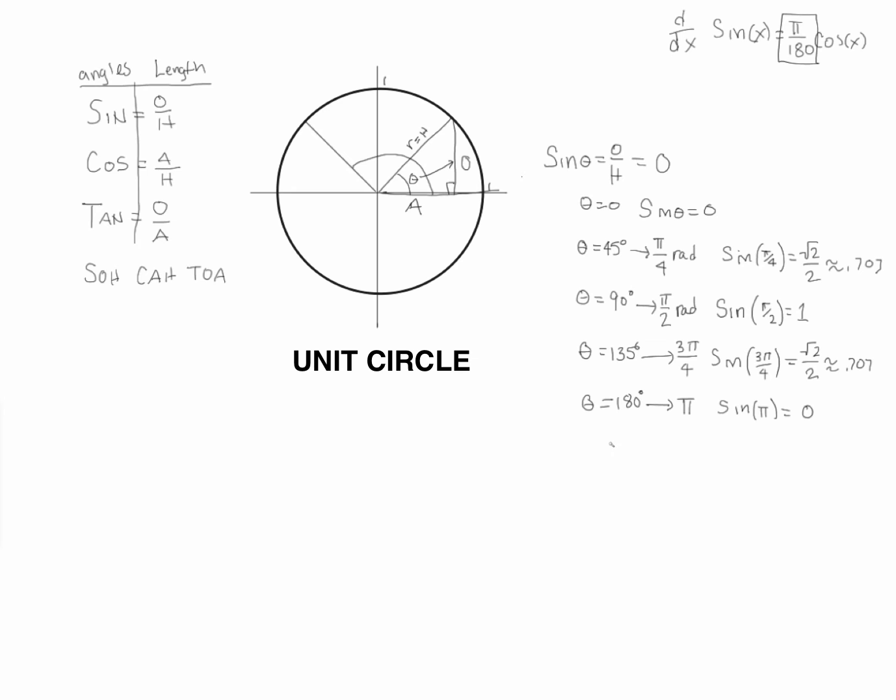Now, if we continue, by the way, I'll just give you some more. 270 would actually equal -1. And we go back to 360, of course, is the same as the sine of 0. I'm sorry, 2 pi. So the sine of 2 pi equals 0.